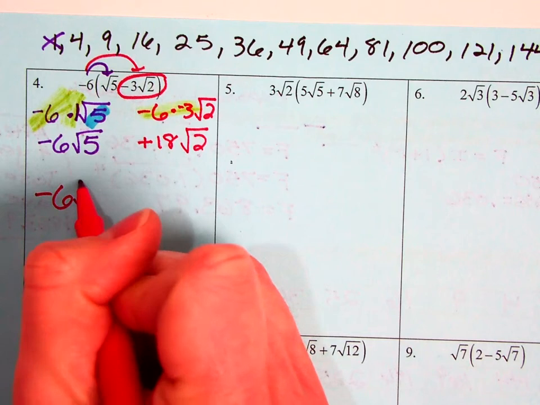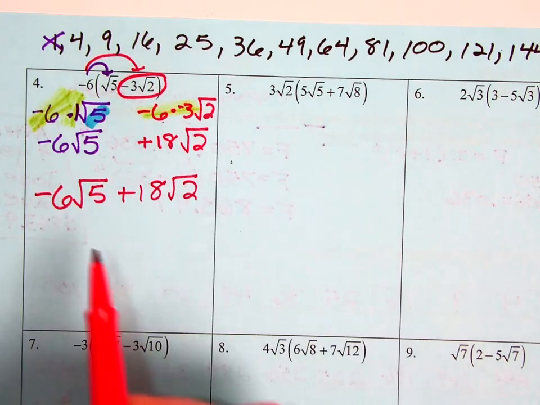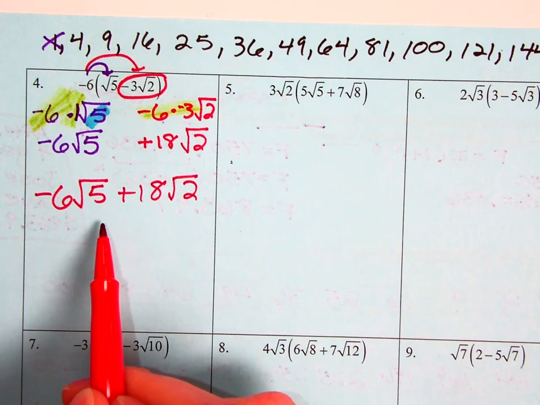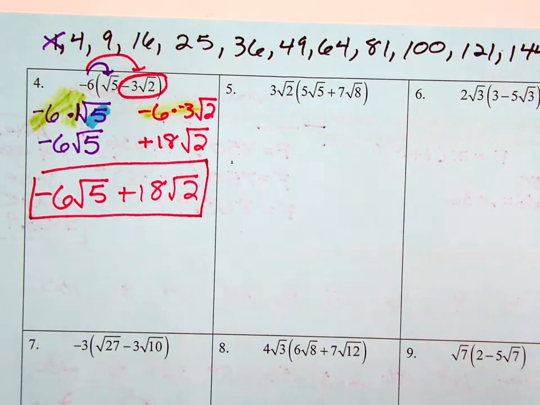So I have -6 square root of 5 plus 18 square root of 2. And then check to see, can I combine these together? Well, they're not like radicals. So that's our final answer.